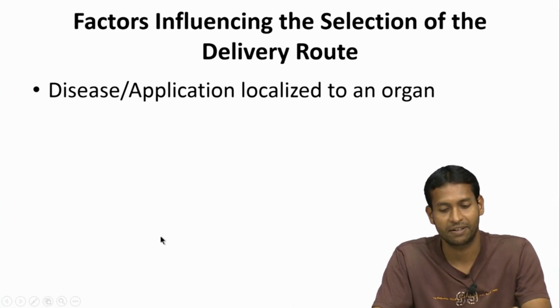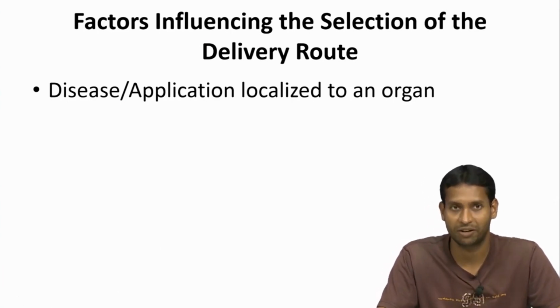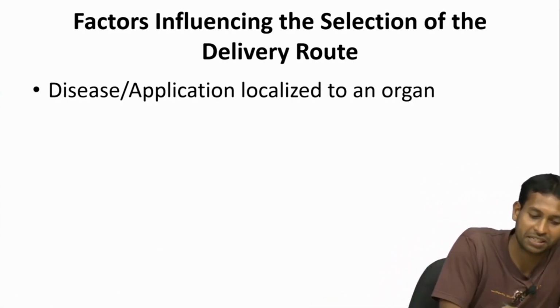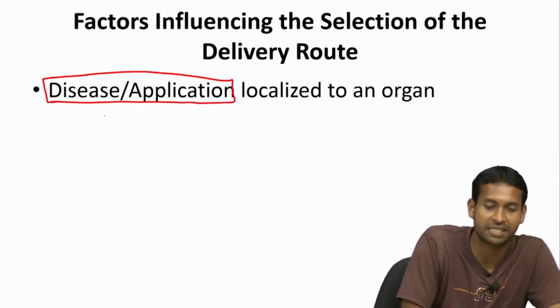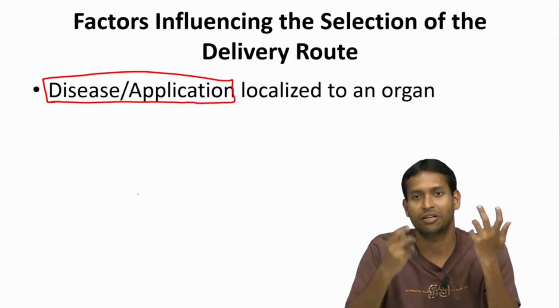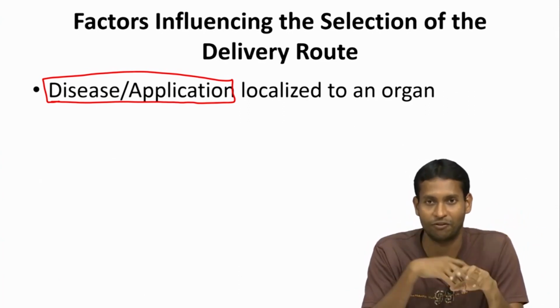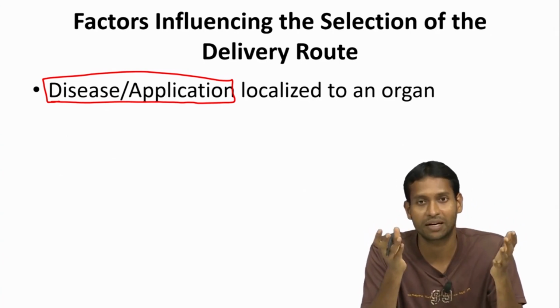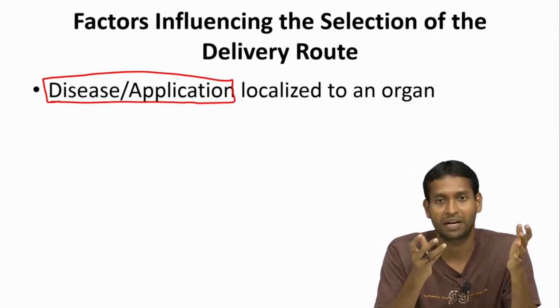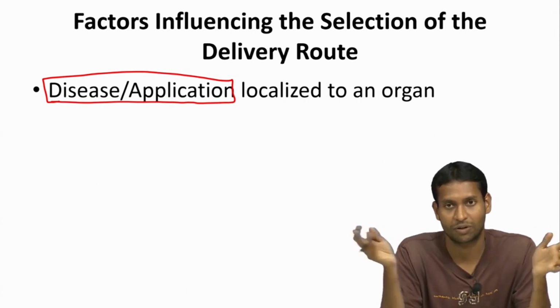So, what are the factors that influence the selection of the delivery route? We have already talked about how the application is the major criterion. If it is a disease that is only on the skin, there is really no point in giving an IV if you can give it just topically onto your skin. Similarly, if the disease is only localized to the lung, maybe giving it through a pulmonary route might be better than giving it throughout the body.